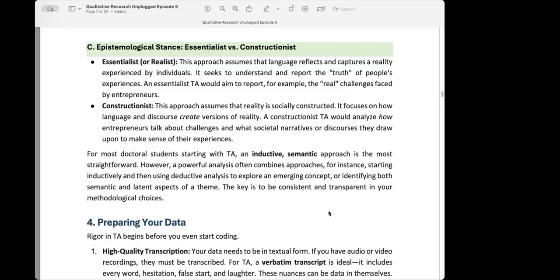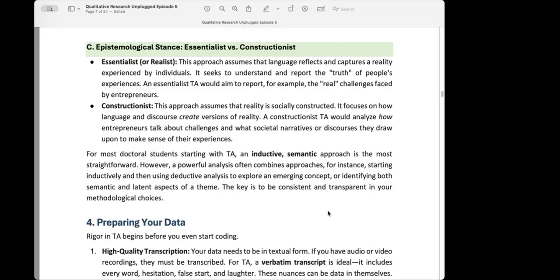You might start inductively, allowing themes to emerge freely, but then perhaps use a deductive lens later to explore an emerging concept in more detail if it happens to align with an existing theory you know. Or you might identify both semantic, explicit, and latent interpretive aspects within the same theme, showing different layers of meaning. So it's not strictly either.